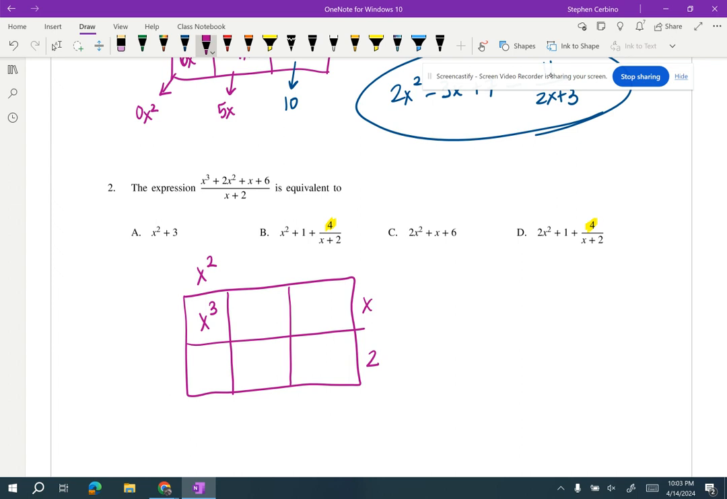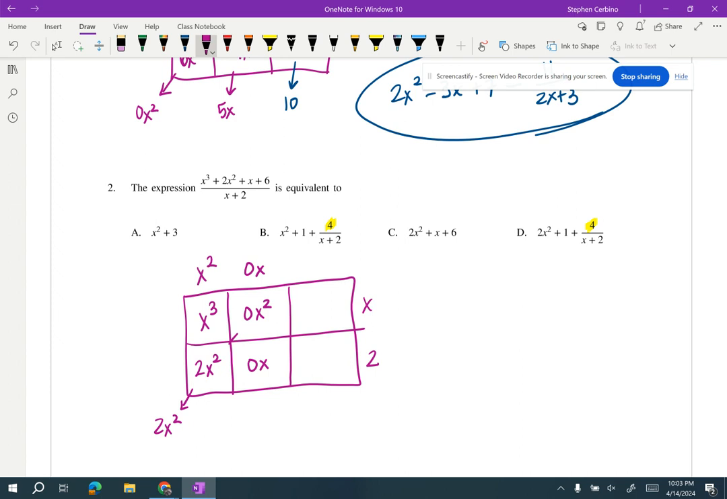Then if we go through our process, our next numbers we multiply are 2 and x squared. So we have 2x squared. And we need to add up to 2x squared. Well, then we have to think, what could I add to 2 to make 2? Well, that would be nothing. So 0x squared, which would make this 0x. And that would make this 0x, because 0x times 2 would make 0x.